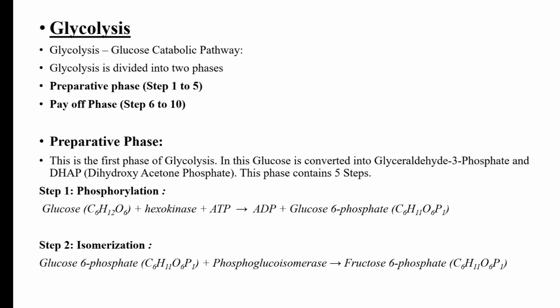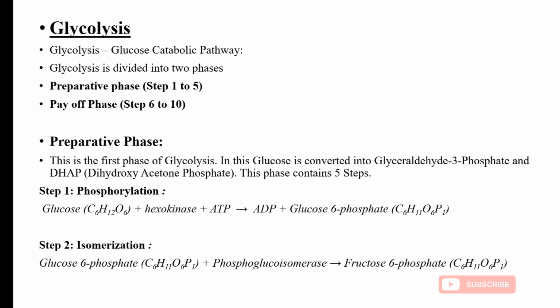Preparative phase. This is the first phase of glycolysis. In this, 6-carbon glucose gets converted into the 3-carbon molecules glyceraldehyde 3-phosphate and DHAP, dihydroxyacetone phosphate. This phase contains 5 steps. Step 1: Phosphorylation of glucose. In the presence of the enzyme hexokinase, a phosphate group from ATP is added to glucose and forms glucose 6-phosphate.